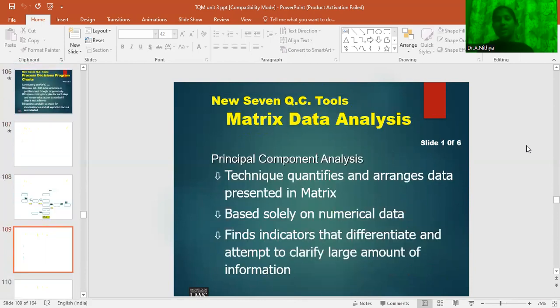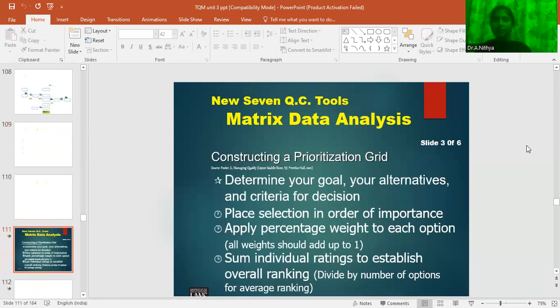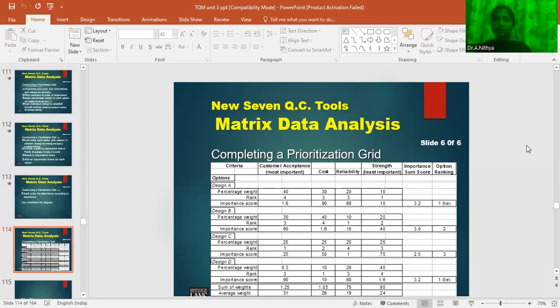Next is matrix data analysis. This is where data are arranged and presented in the matrix. It is used for quantifying relationships. This is also similar to the matrix diagram, but here the priority is given. It is based solely on numerical data, whereas the matrix diagram is solely based on symbols. So this is how matrix data analysis is prepared.